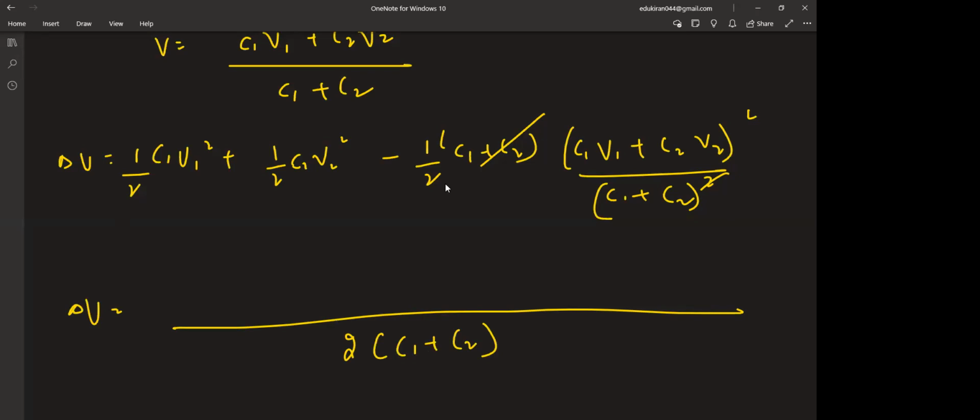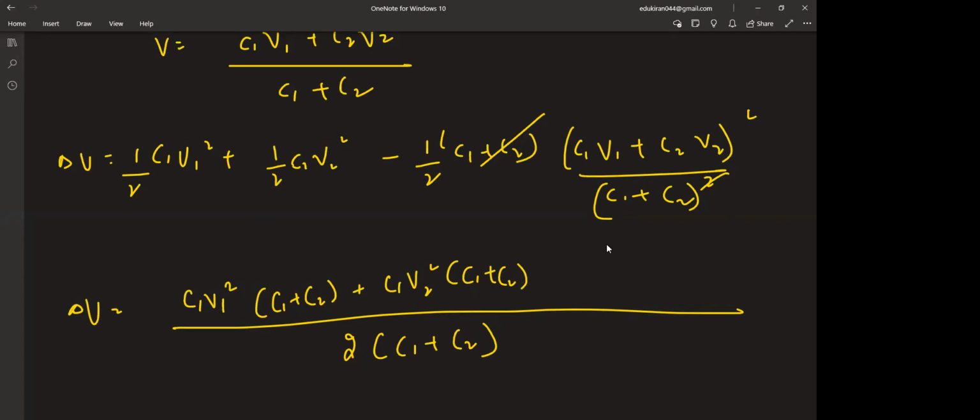So C1 V1 square. We have to multiply C1 plus C2 here, right? That becomes C1 V1 square into (C1 plus C2). Plus here also we have to multiply C1 plus C2, C1 V2 square into (C1 plus C2). Getting it? This is the normal LCM we take. If 2 is here, this denominator is missing, so we multiply it in the numerator. Same way we are doing it.